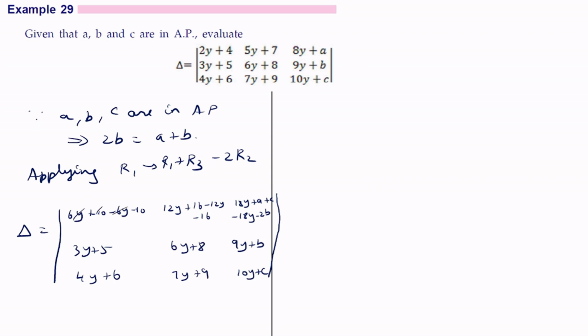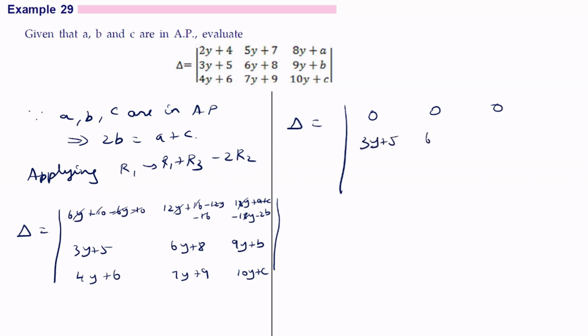So here this will be 0. This will also be 0. Here we will have A plus C minus 2b. A plus C, this is A plus C. A plus C minus 2b is again 0. So this reduces to 0, 0, 0.